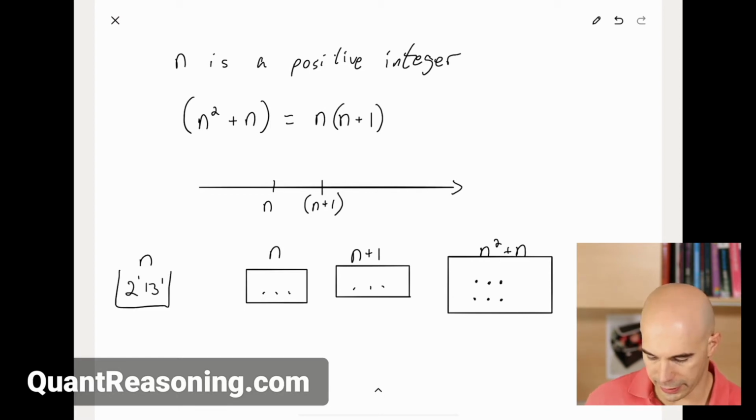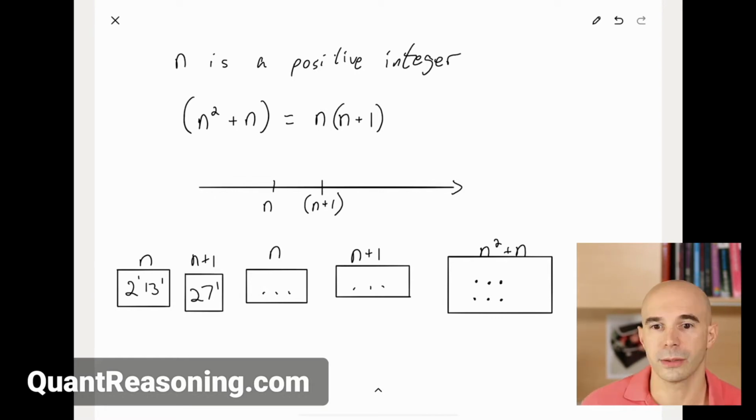You're saying if this is the prime box of n, what will n plus 1 have? I don't know. If we know that this is the prime box of n, then we can infer the prime box of n plus 1. It would just be 27 to the power of 1. n squared plus n would have 2 to the 1, 13 to the 1, 27 to the 1. Yeah, n squared plus n would have the entire contents of these two boxes.